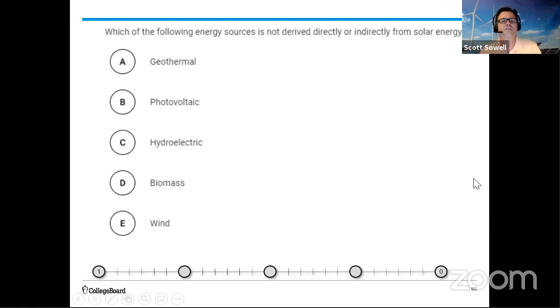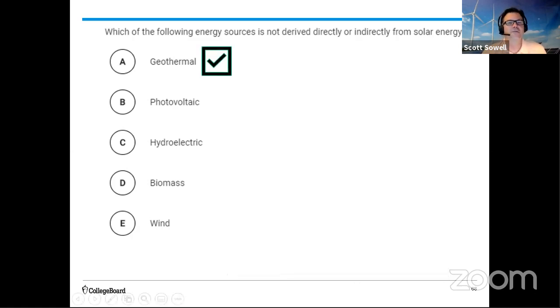Let's look at one more. Which of the following energy sources is not derived directly or indirectly from solar energy? So this one might be a little tricky, but the answer is geothermal. Geothermal obviously is not directly or indirectly related to solar energy. Photovoltaic is, but you may think, well, how is hydroelectric or biomass or wind?